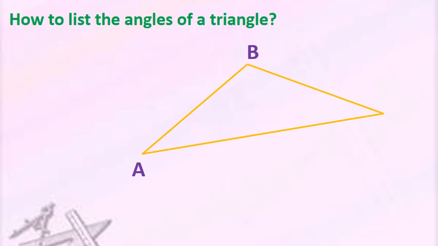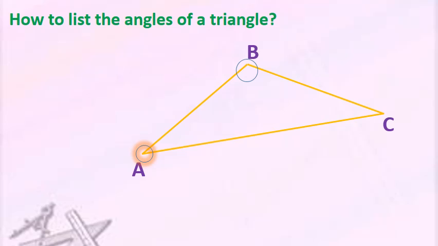So now we're going to list the angles of a triangle. This is the triangle that we have, and this is the first vertex A, second vertex B, third vertex C, and we want to name this angle. What's the name of this angle? We're starting with the first side. We're going to take the first extremity, which is B, then we're going to go down to the vertex A, then we're going to go up to the point C. So the name of this angle is BAC.